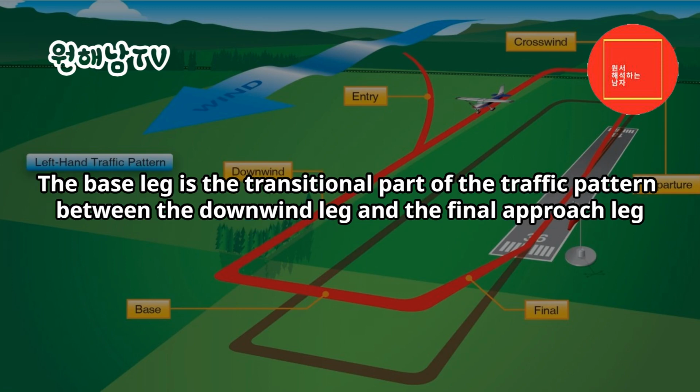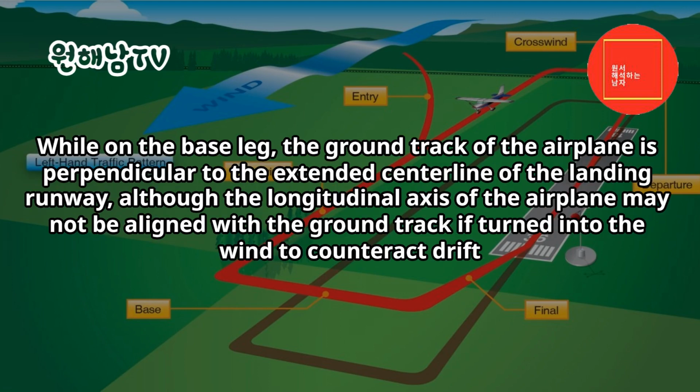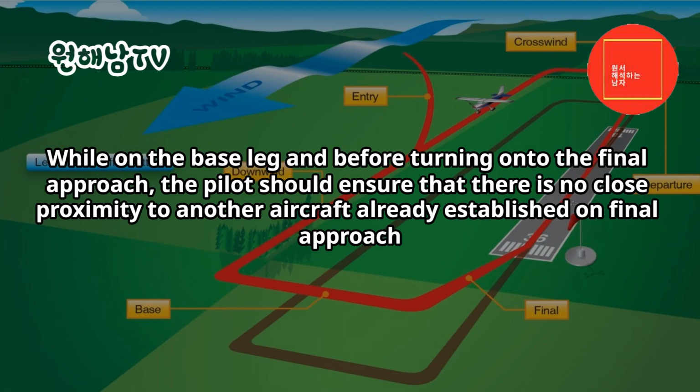The base leg is the transitional part of the traffic pattern between the downwind leg and the final approach leg. Depending on the wind condition, the pilot should establish the base leg at a sufficient distance from the approach end of the landing runway to permit a gradual descent to the intended touchdown point. While on the base leg, the ground track of the airplane is perpendicular to the extended centerline of the landing runway, although the longitudinal axis of the airplane may not be aligned with the ground track if turned into the wind to counteract drift. While on the base leg and before turning onto the final approach, the pilot should ensure that there is no close proximity to another aircraft already established on final approach.